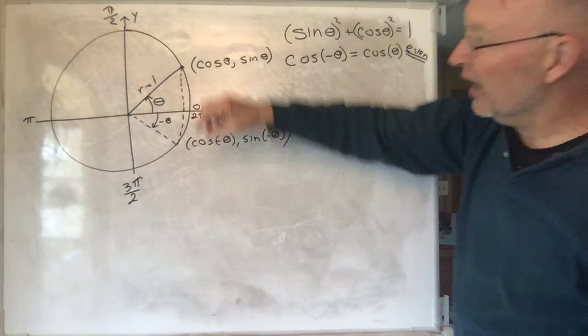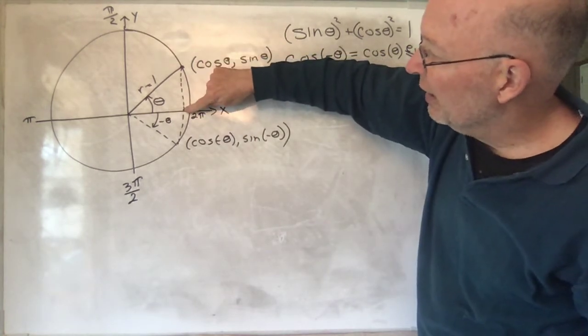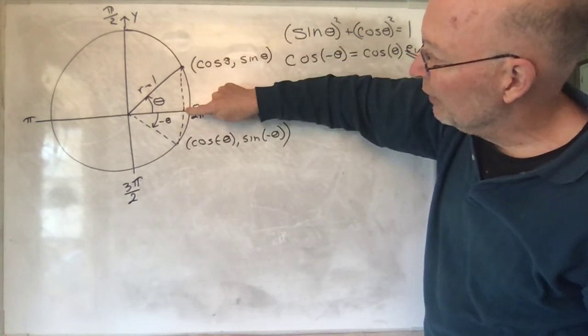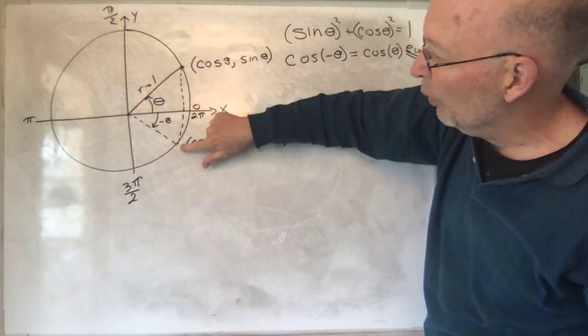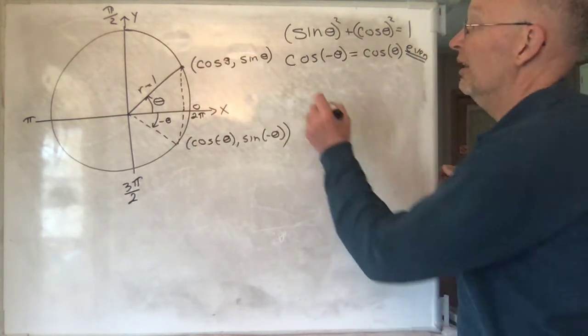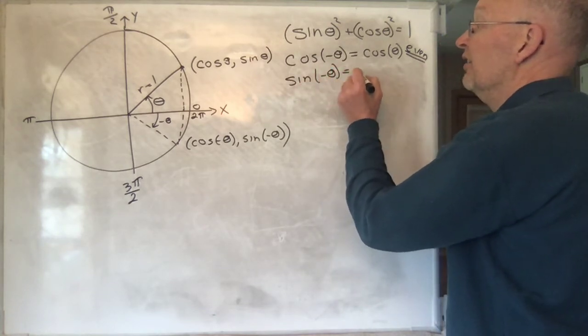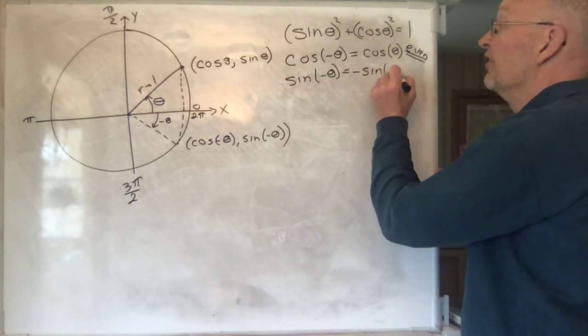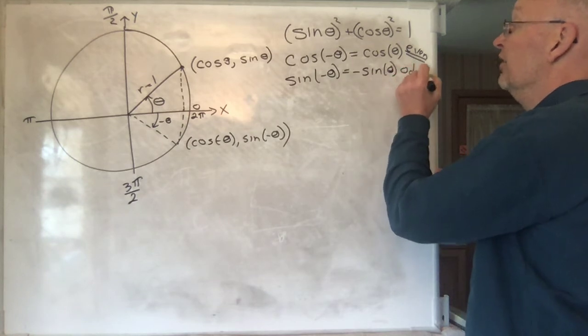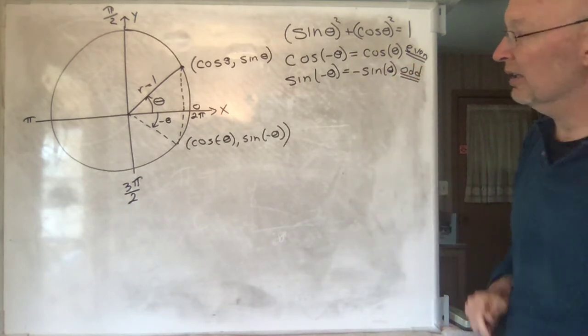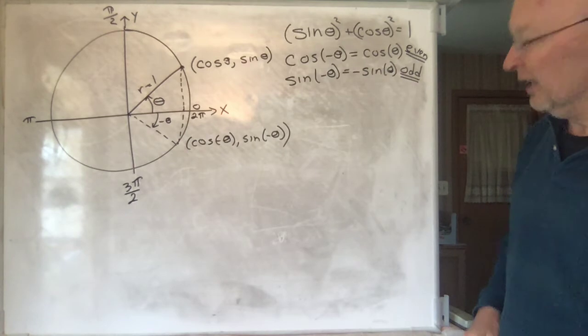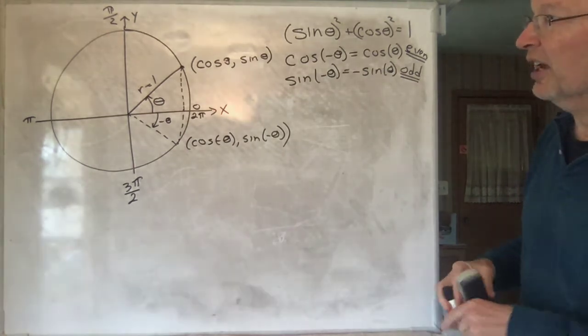And if you look at the sine, what happens to the sine? Here's the sine of theta, here's the sine of negative theta. Notice that one is just the negative of the other. So the sine of negative theta is the opposite of the sine of theta, which, recall, is what an odd function is. So they're even and odd, both very important properties of the sine and cosine.